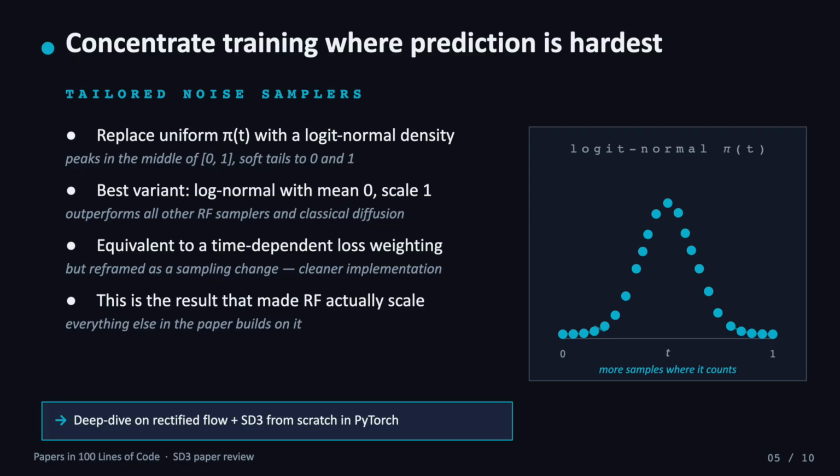The authors run a massive ablation over sampler choices, and the best variant is a logit normal with mean 0 and scale 1. That single change outperforms every other rectified flow sampler they tried, and crucially, it also outperforms classical diffusion formulations like EDM and the linear DDPM schedule. Mathematically, this is equivalent to a time-dependent loss weighting, but framing it as a sampling change makes the implementation much cleaner. And this is the result everything else in the paper builds on.